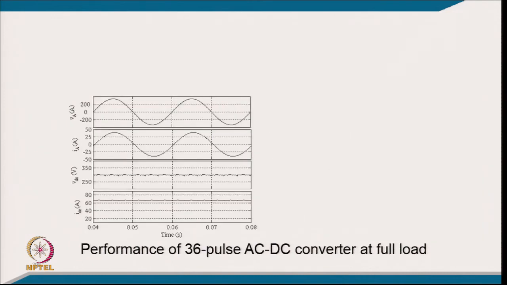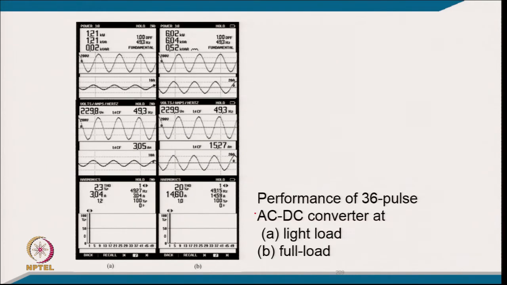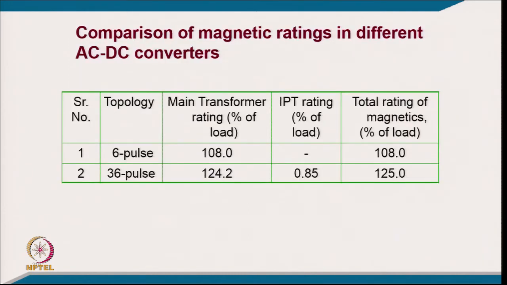At full load you are getting only 1.19%. You can see supply voltage, supply current and current waveform with output voltage and output current, and of course this was also developed in the laboratory. So, we get a TAD of the order of 2.3% at light load, but at full load you are getting only 2%, in the case of this 36 pulse converter.